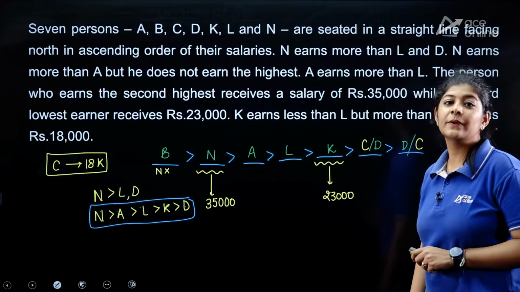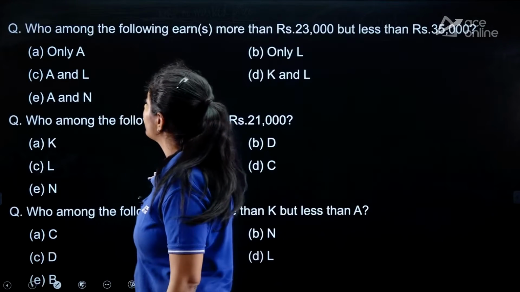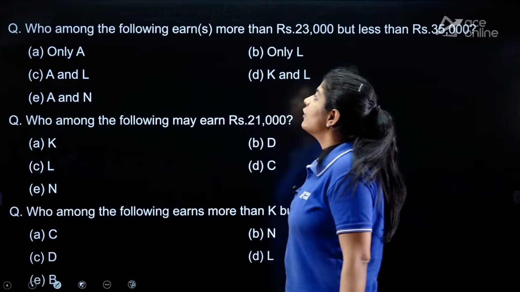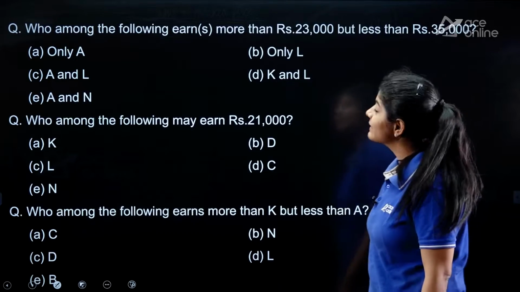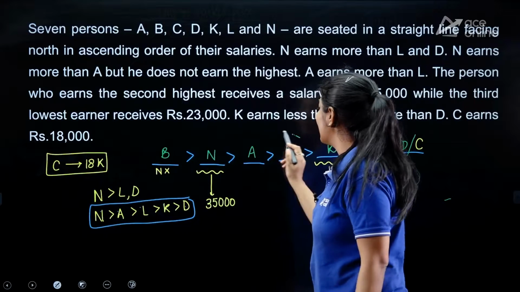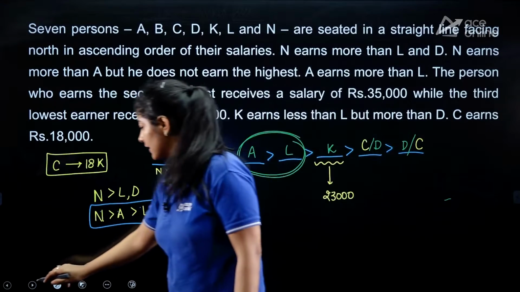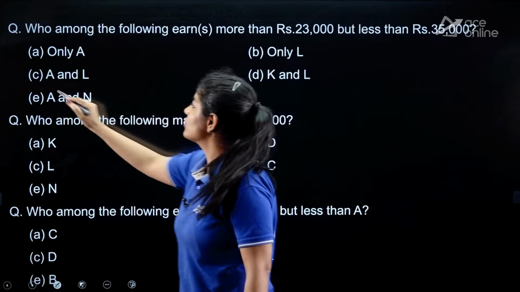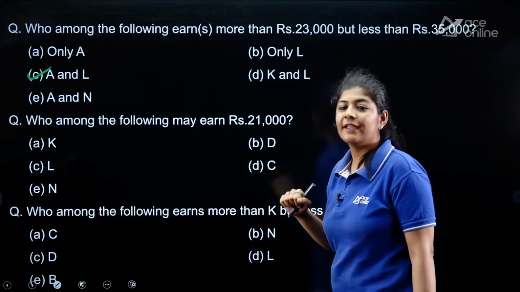According to this, we simply need to give answers to a few questions. First one: who among the following earns more than 23,000 but less than 35,000? That means how many people are we having? We only have two people, that is A and L. That means your option number C is the correct one.